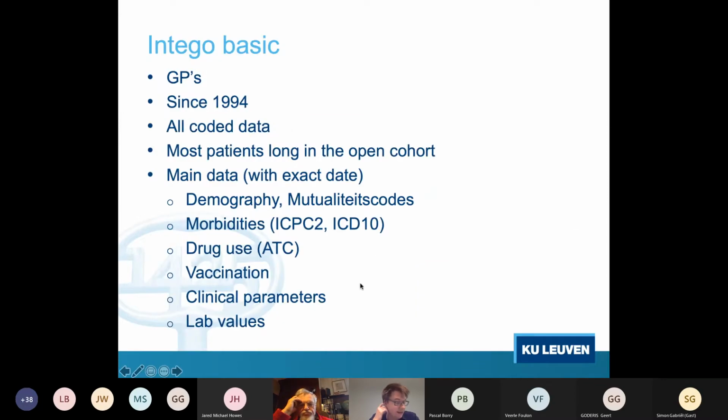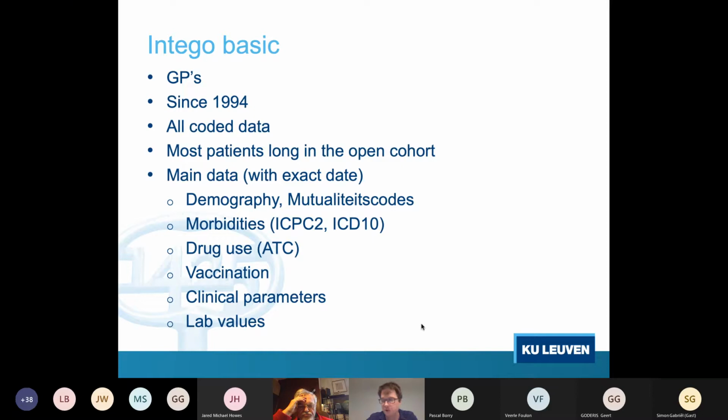What's the basic Intego? I'm first going to talk about the basic Intego, and then the rest of my talk is about how we try to make something new starting from this basic Intego. I saw that Frank Bindings was also in the call. Frank knows all about this. He spent a lot of his career developing Intego and doing research with it.